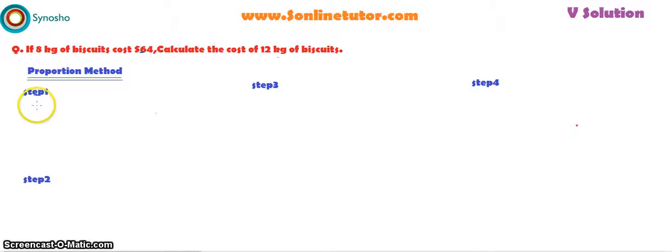To solve this question with the proportion method, first you have to understand what type of question this is. Is it a direct proportion question or an indirect proportion question? What is the basic difference between direct proportion and indirect proportion?